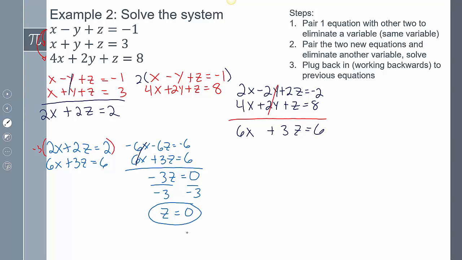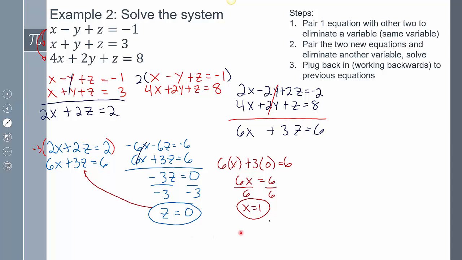So now step 3, plug back in working backwards. So I have to take this z equals 0 and plug it into one of these equations. And I plugged it into this one. Solving for x, because this is 6x plus 0 equals 6. Divide both sides by 6, I get x equals 1.